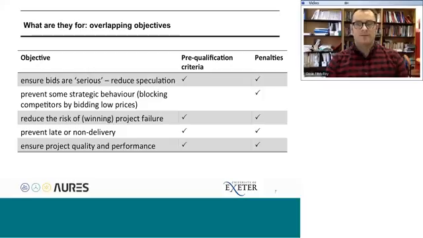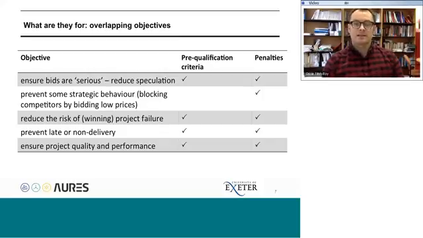So let's have a quick look at what they're for. There are a range of objectives that you might want to use for both of these. This is probably non-exhaustive. These are just some of the things that you might want to be achieving with these 2 particular design elements. The first is to ensure that bids are serious bids, that the people who are bringing projects to the table to take part in an auction actually have an intention to bring that project to fruition at some point in the future.